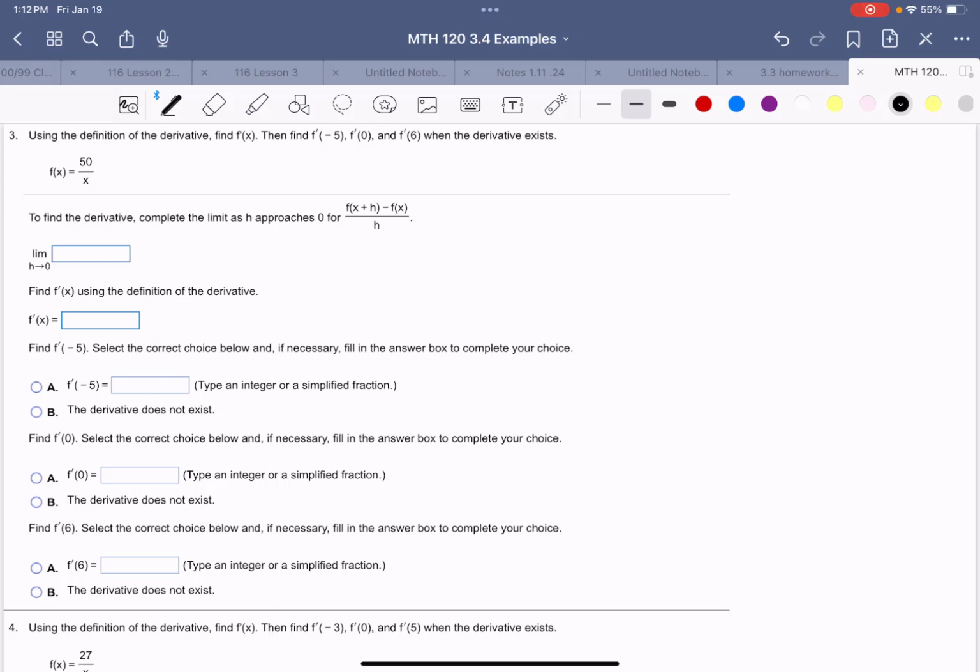Example number 3. Using the definition of the derivative, find f prime of x, then find f prime of negative 5, f prime of 0, and f prime of 6 where the derivative exists. And our function, f of x, is 50 over x. So the first part is to evaluate the difference quotient. f of x plus h minus f of x over h.